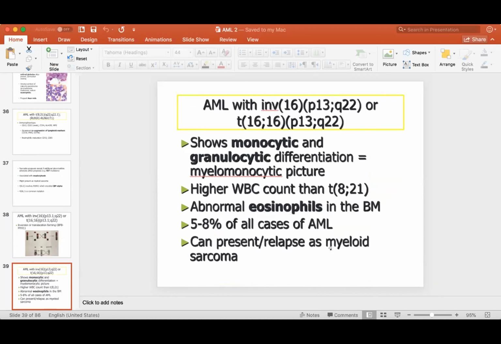You have to note that for this type of acute leukemia, there is monocytic and granulocytic differentiation, so it looks like a myelomonocytic picture. Some of the blasts look like myeloblasts, some have monocytic differentiation. The white blood cell count is higher than in translocation 821. It's characterized by abnormal eosinophils in the bone marrow. Again, for translocation 821, there's neutrophilic maturation, salmon globules and perinuclear clearing. In this case, you have abnormal eosinophils, and there's monocytic and granulocytic differentiation.